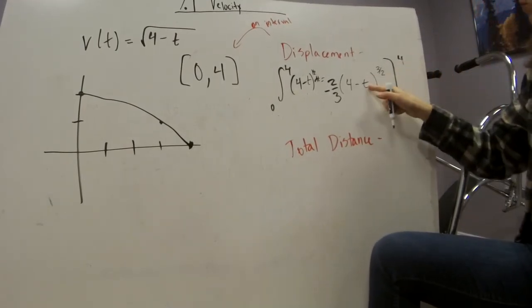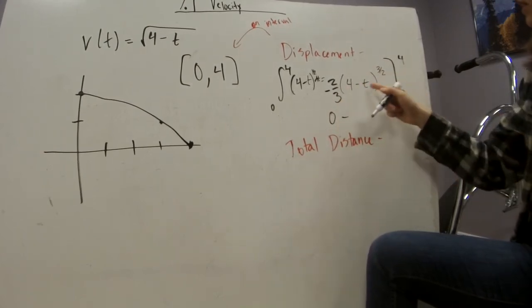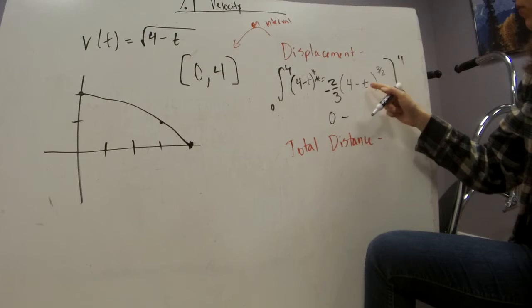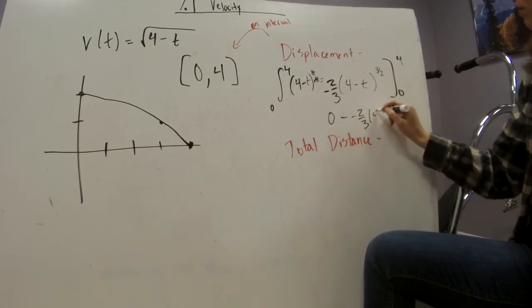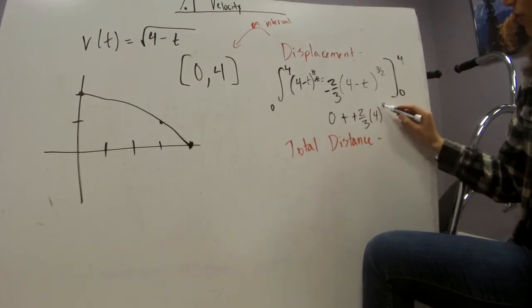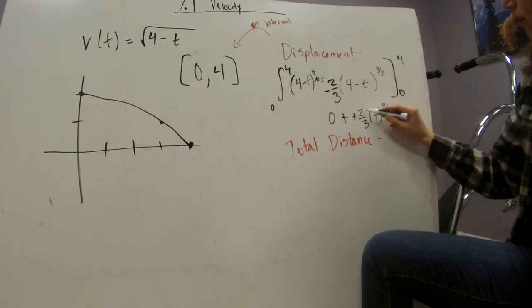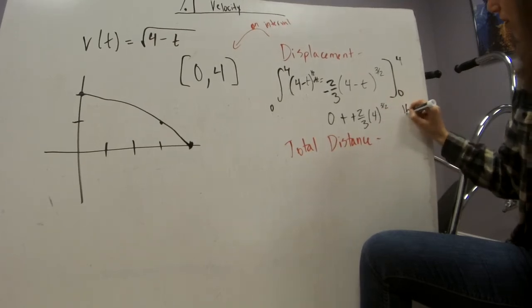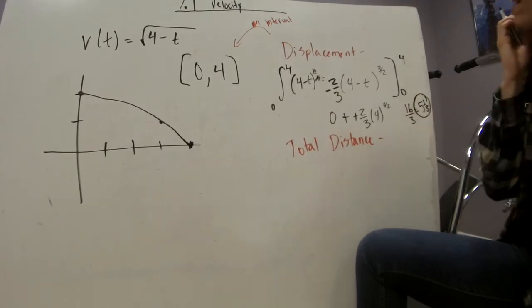Well, 4 is easy. If I plug 4 in, 4 minus 4 is 0, so that's just going to be 0. Minus, if I plug in 0, 4 minus 0 is 4. So I'm going to have a -2/3 times 4 to the 3/2, so that'll turn positive. Now, what's nice is 4 to the 3/2, that's a square root, so that's 2, and then 2 cubed is 8. So 8 times 2/3 would be 16/3, right? Or 5 1/3. So that is the displacement.